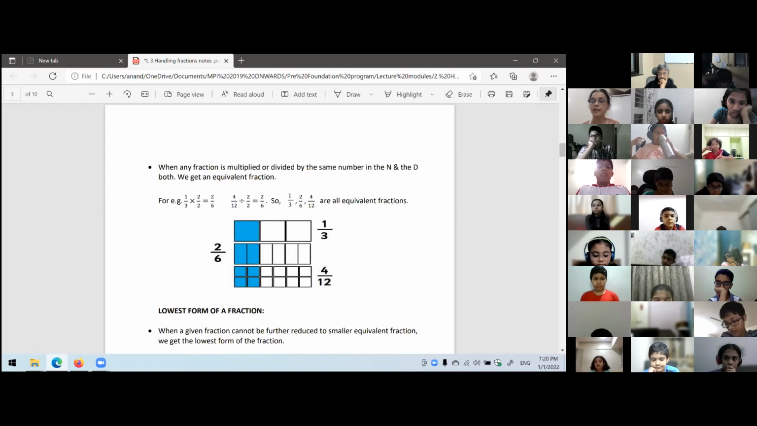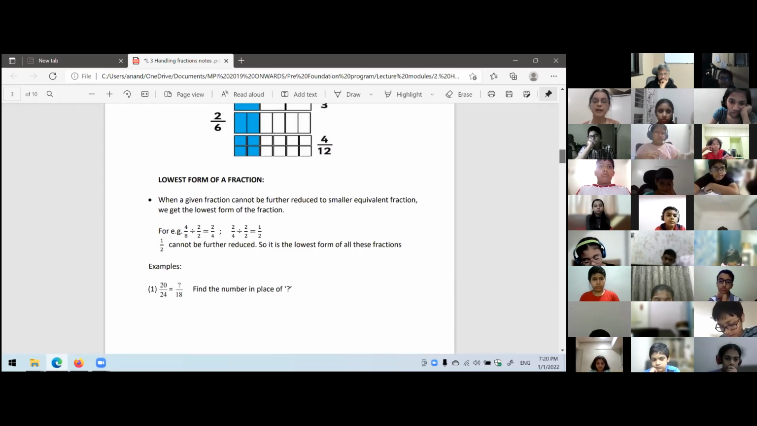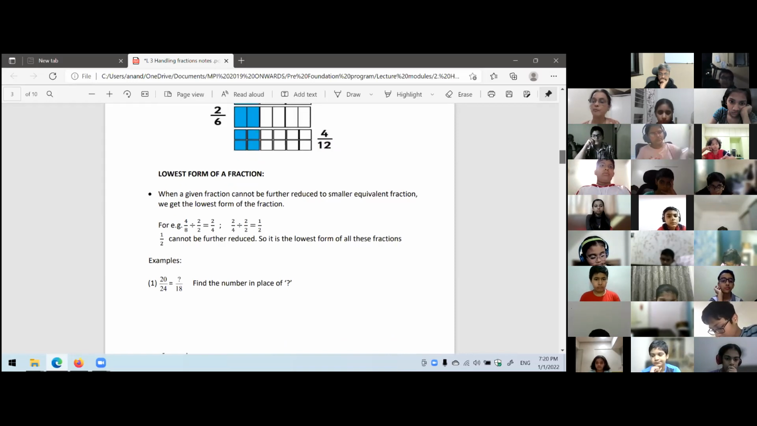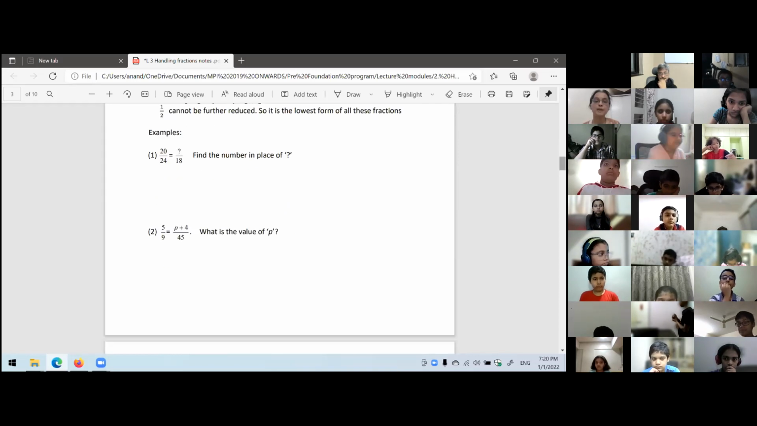Their value is same. Lowest form we have already seen. We keep on dividing till we come to a form which cannot be further divided by any number, numerator and denominator. That becomes the lowest form. Okay. Now let us see one or two examples.